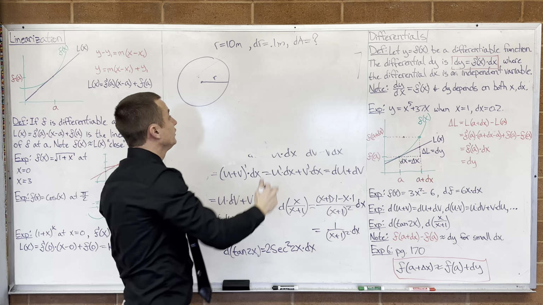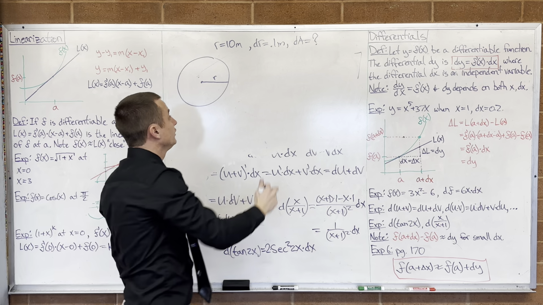dA equals the derivative of pi r squared with respect to r, times dr. The derivative is 2 pi r. So dA equals 2 pi r times dr. There's a derivative of A with respect to r times dr.